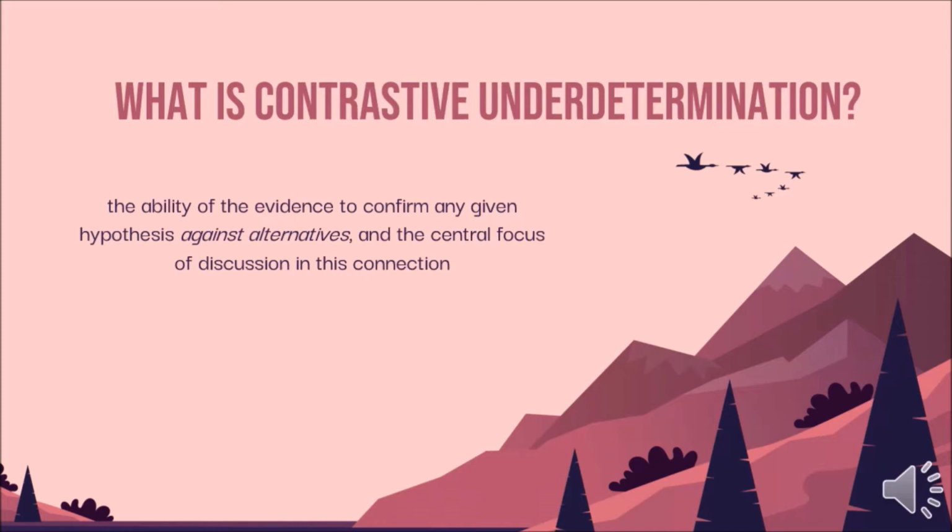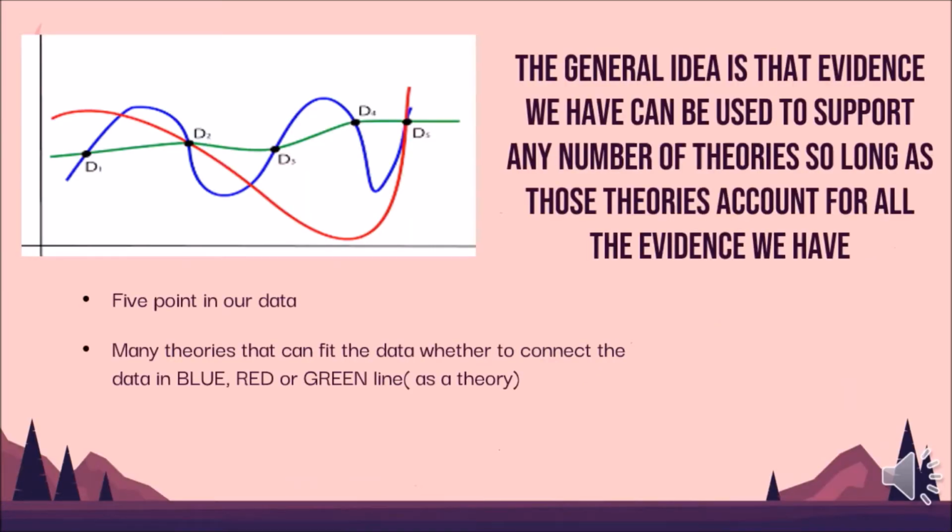Let's move to contrastive underdetermination. The definition of contrastive underdetermination is the ability of the evidence to confirm any given hypothesis against alternatives, and the central focus of discussion in this connection is equally often regarded as the problem of underdetermination. It concerns the character of the supposed alternative. In simple words, contrastive underdetermination is about taking a set of evidence and showing that more than one theory can support that evidence. You already know about contrastive underdetermination, which is many theories that can support one piece of evidence.